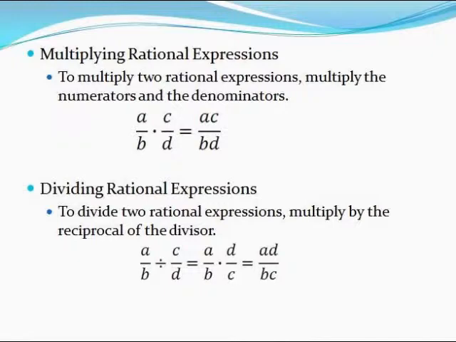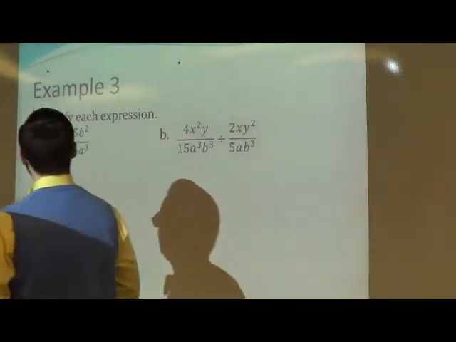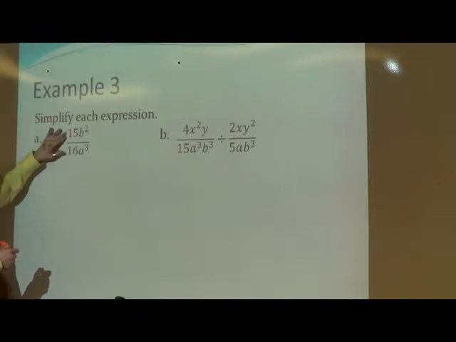Then when we divide, we multiply by its reciprocal. So notice we have a over b divided by c over d. You multiply by the reciprocal, so it's a over b times d over c. And then it's ad over bc. We're also going to be doing that. So let's take a look at just these. There's no factoring involved yet, but we're going to multiply these. So 4a over 5b times 15b squared over 16a cubed.